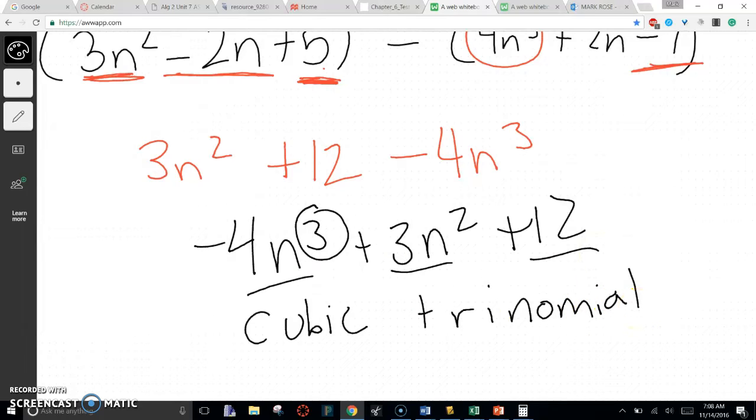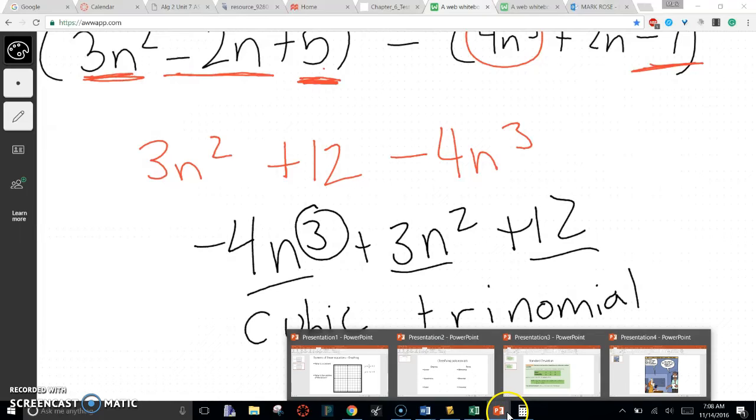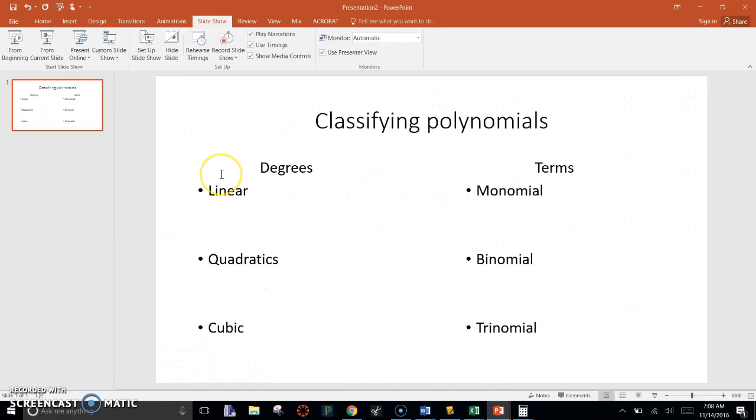Try the naming and number sequence today. And again, just remember the things from this slide right here: linear would be first degree, quadratic is second, and cubic is third. And then a monomial is one term, a binomial is two terms, and a trinomial means you have 3 terms. Okay?